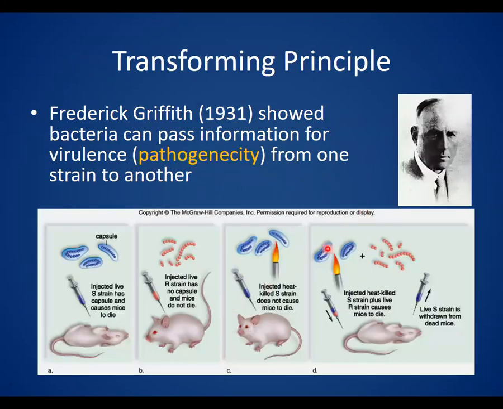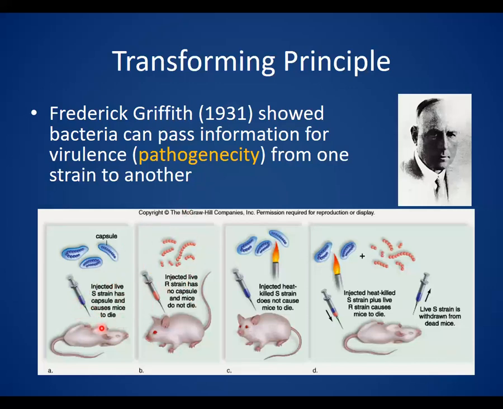Okay, so some of the earliest work was done by this guy, Frederick Griffith. And in 1931, he was experimenting with a strain of bacteria that caused pneumonia in laboratory mice. There are actually two strains of this same bacterial species. One was called the S strain and one was called the R strain. The S strain had a capsule around it that you could see under a microscope. The R strain did not have a capsule.